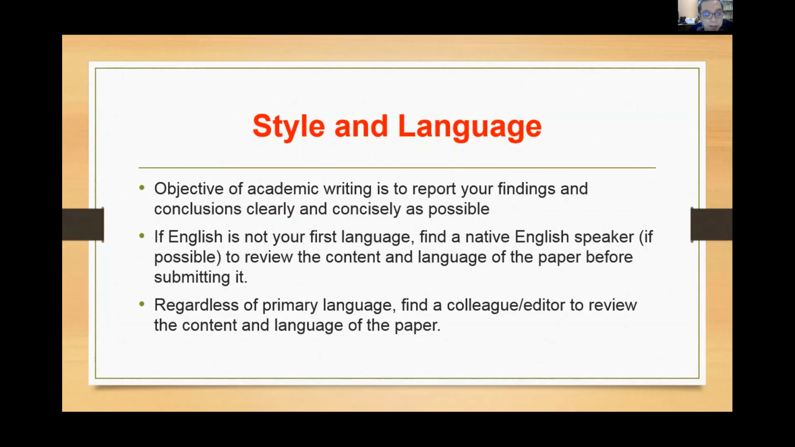Okay, so if English is not your first language, first of all, find a native English speaker if you can, to review the content and language of the paper before submitting it. That is very important because of first impressions. If the journal manager finds that your language is too poor, the first reason they reject you is that it is not in good English. They will ask you to refine your English before you can submit to them. So regardless of your primary language, find a colleague or editor to review the content and language of the paper. That's an essential first step.